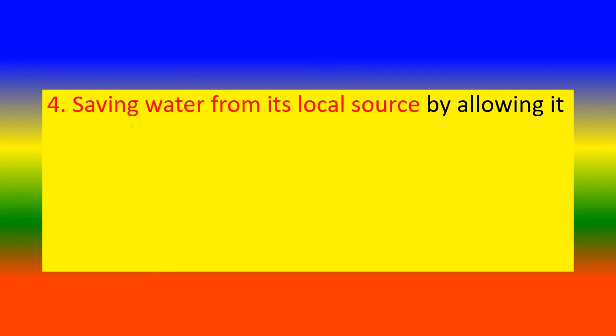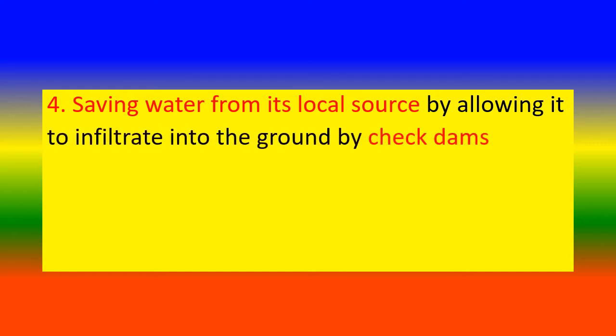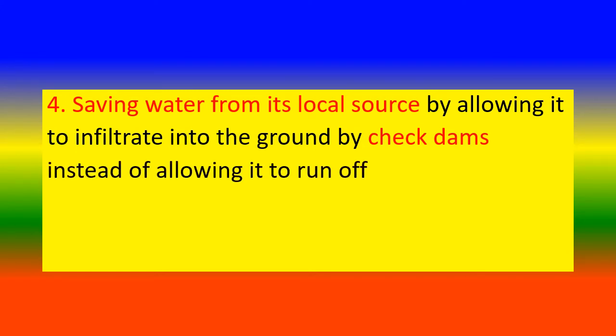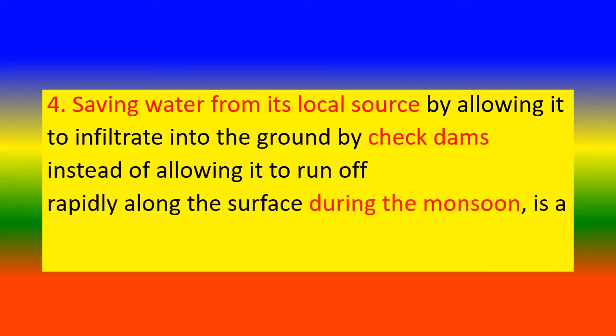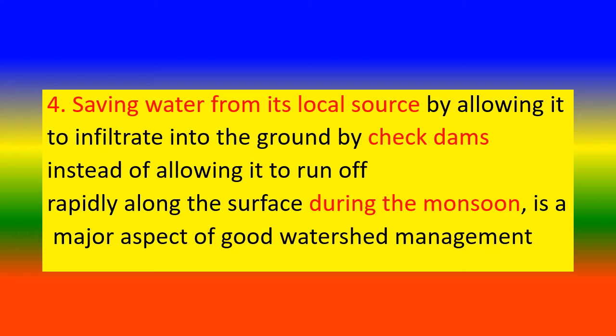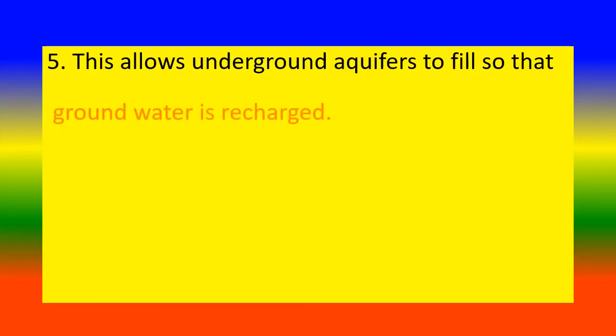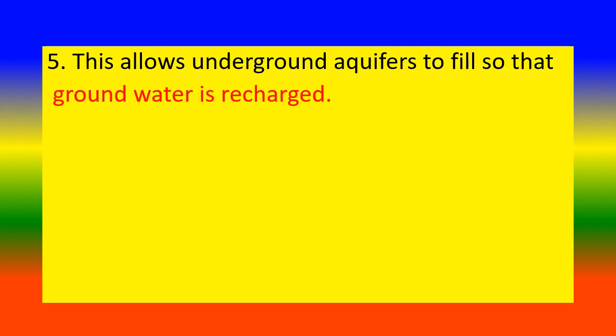Four, saving water from its local source by allowing it to infiltrate into the ground by check dams instead of allowing it to run off rapidly along the surface during the monsoon is a major aspect of good watershed management. Five, this allows underground aquifers to fill so that groundwater is recharged.